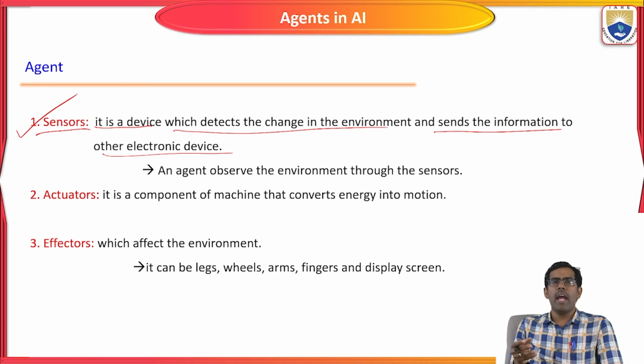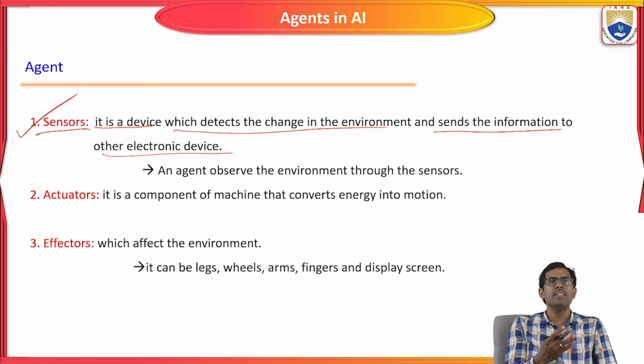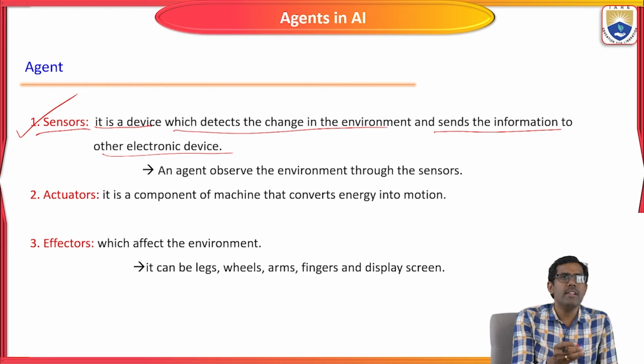So if you are not having your umbrella, suddenly it will pass the information to your legs. You just move under the roof, right? So you avoid the rain. So you will do just like that. So that is a sensor. This is a use of a sensor in an agent.